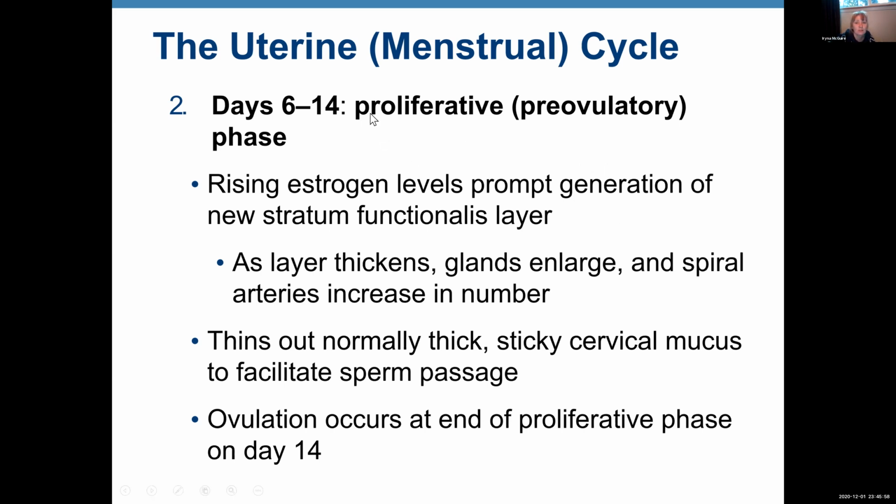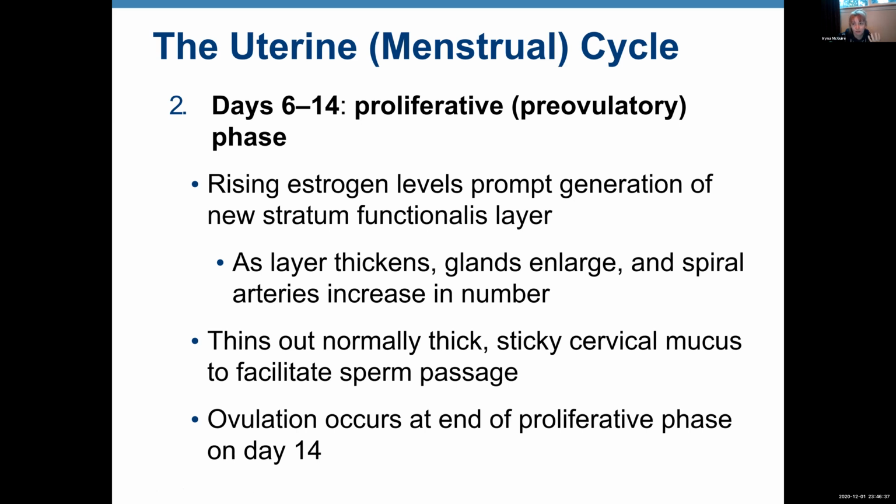So what happened in the proliferative phase? A new stratum functionalis is growing, the cervical mucus became thin, glands within the stratum functionalis enlarged, and spiral arteries increase in number. So we are growing this endometrium. It became rich with blood supply, right? Hopefully for pregnancy to occur. Now, ovulation occurs at the end of the proliferative phase on day 14. So days 6-14 is the proliferative phase, and at day 14, ovulation.